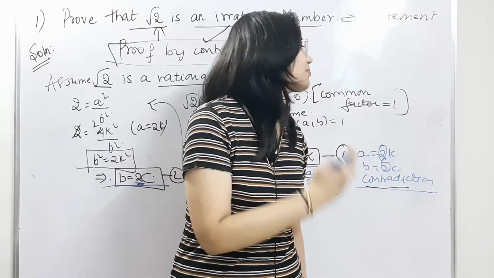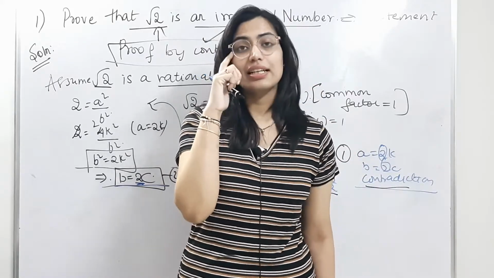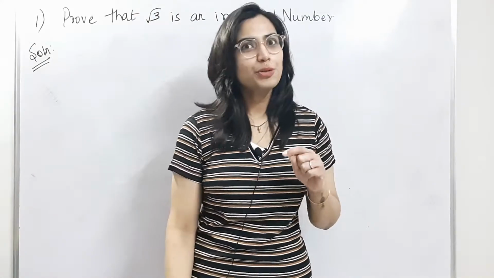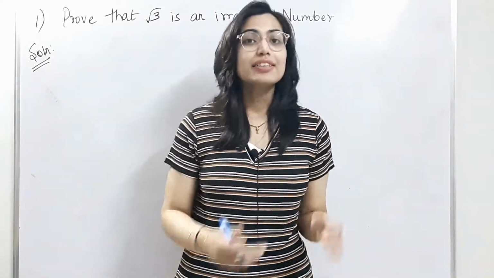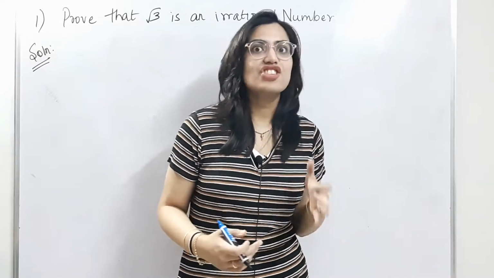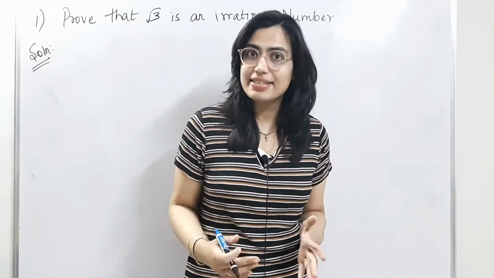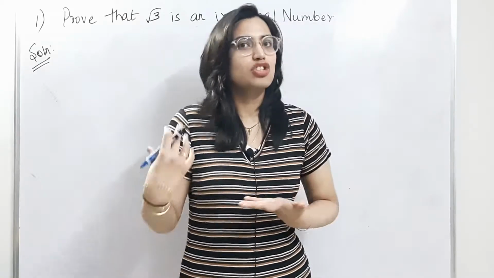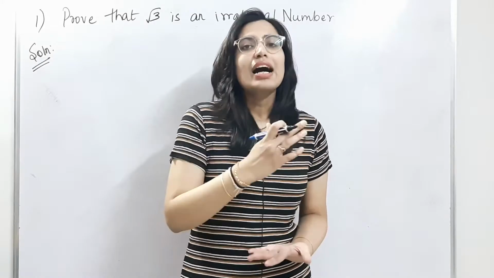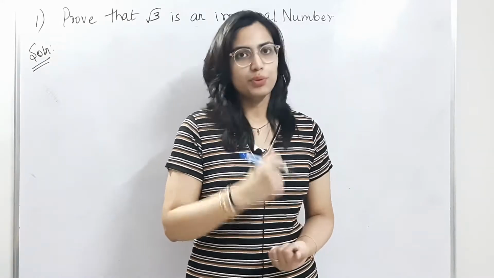Okay, now in the similar line, let's see more problems. The same way, let's try to prove whether root 3 is an irrational number or not. This particular technique to prove whether a number is irrational or not can be extended to any such number, that is root 3, root 5, root 7, etc. So in this video, I will be covering root 2 and root 3.